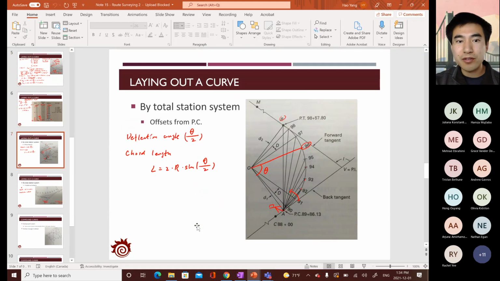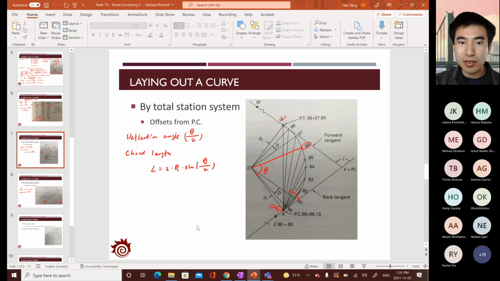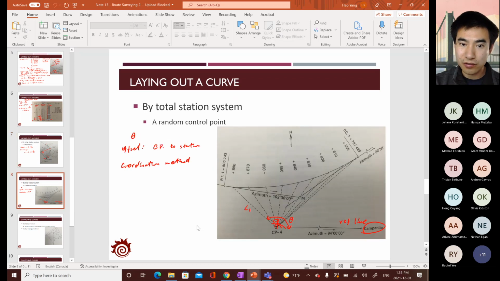There are also some other methods. You can use the total station to identify the locations of the stations on the route, and also utilize the total station to find the offset. You can also use the total station to find deflection angles, and go through some random control points and so on. So those would be the general methods applied to lay out the curve.